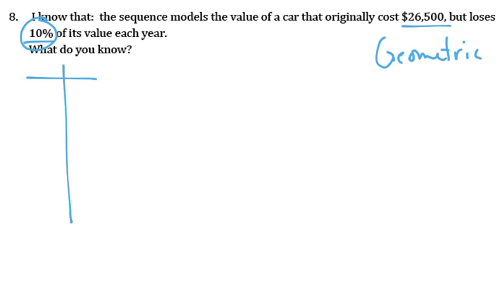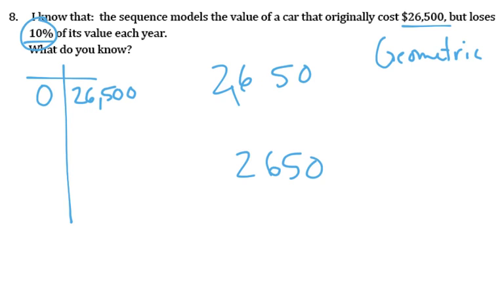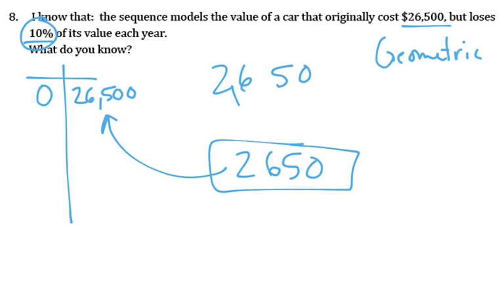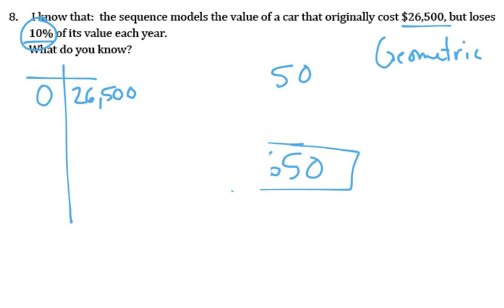So we make a table. So it originally cost $26,500. But we lose 10%, so we're subtracting 10% of that. Well, how do we figure out 10% of our number? Well, we just take off one of the zeros. So it would be 2,650 is what we lose, which we'd subtract from that. But we're not going to just keep doing that, because with percentages, they change as our number changes. So that's why it's not arithmetic.